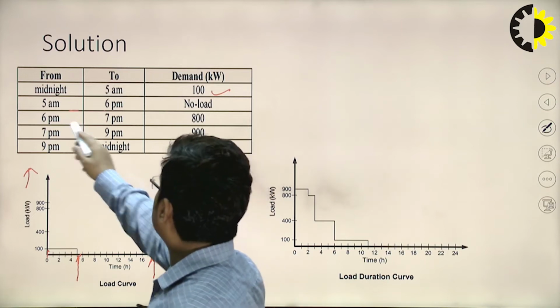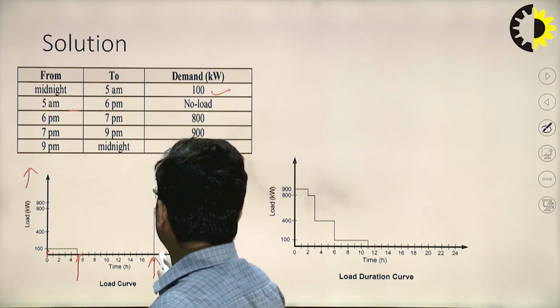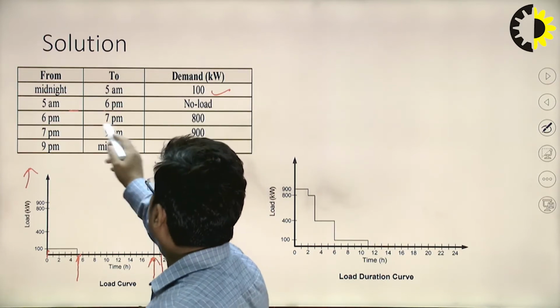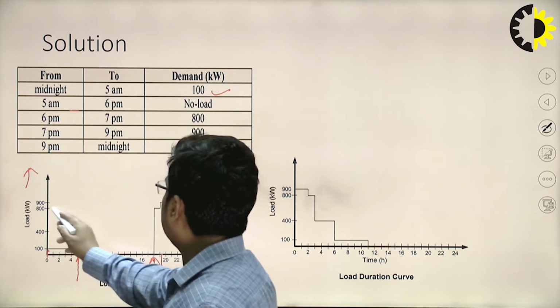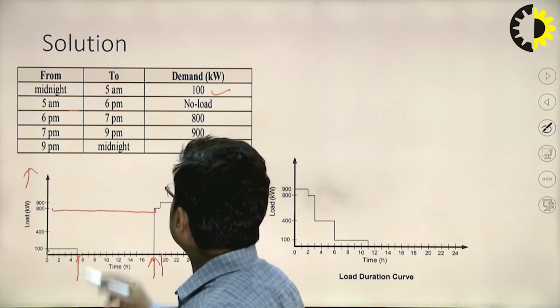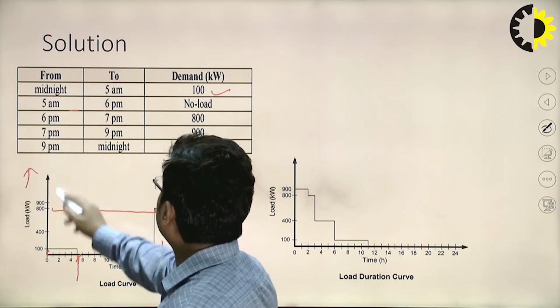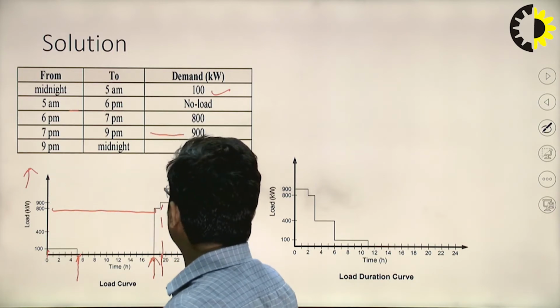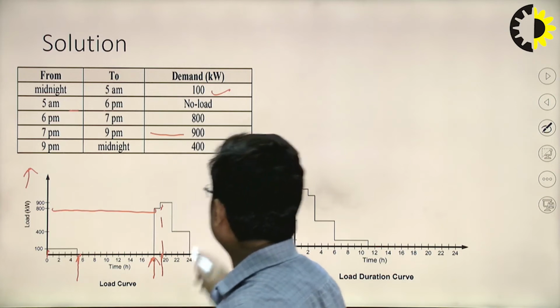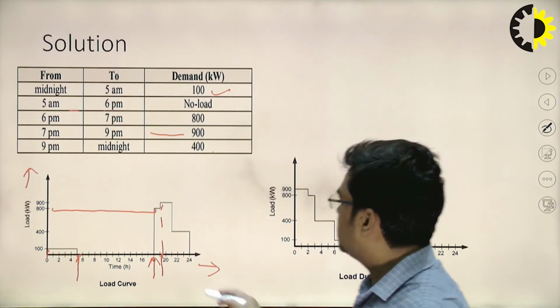From 6 to 7, that is for 1 hour, there is an 800 load. From 7 to 9, there is a 900 load, which is the maximum. From 9 pm to midnight, there is a 400 load. So this is the load curve.